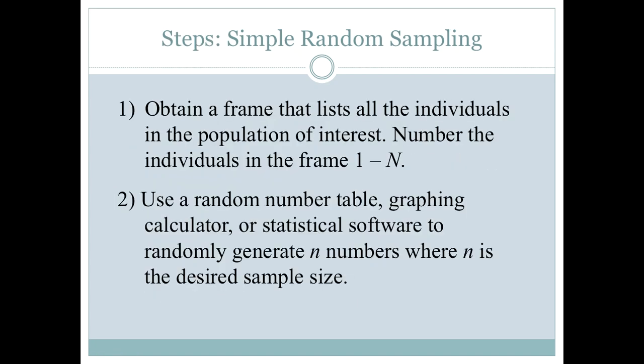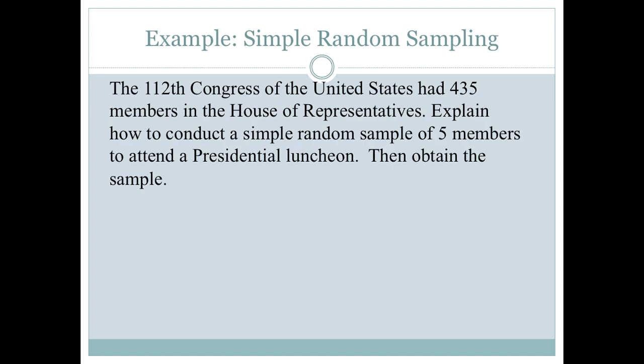So if we were to do a simple random sample, we'd obtain a frame, and that's what we just did, that lists all of the individuals in the population of interest, and then we numbered it. And then we would use some kind of random number table, or we could use a graphing calculator, or we could use statistical software to randomly generate a certain number of numbers. And then we would select those particular people. So let's take a look at this right here.